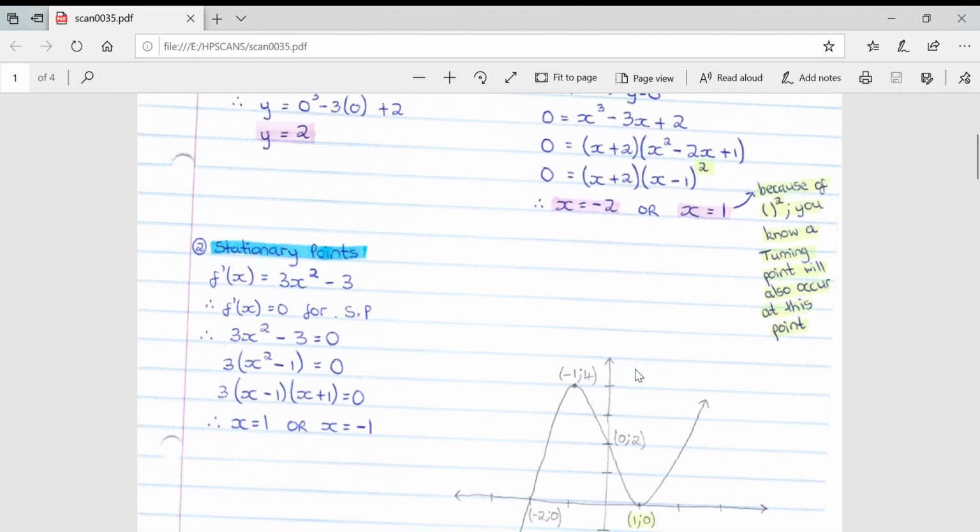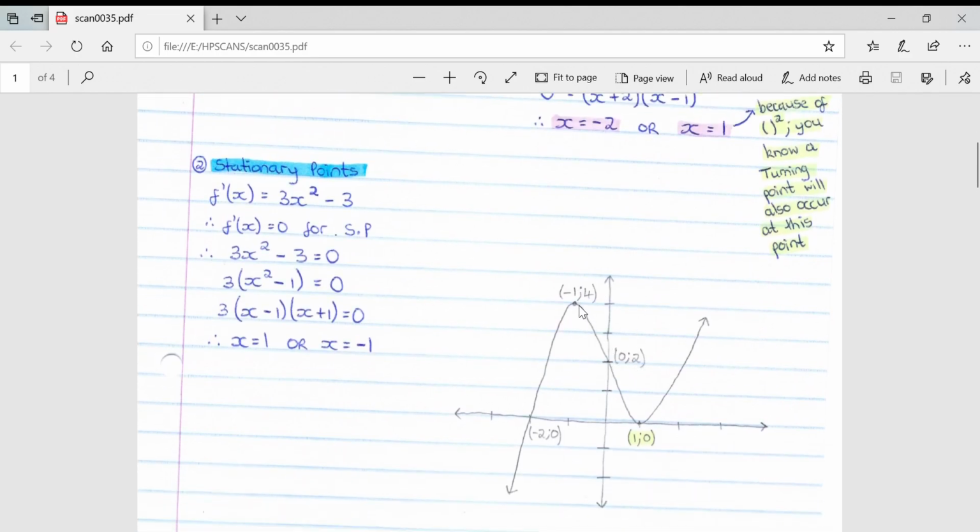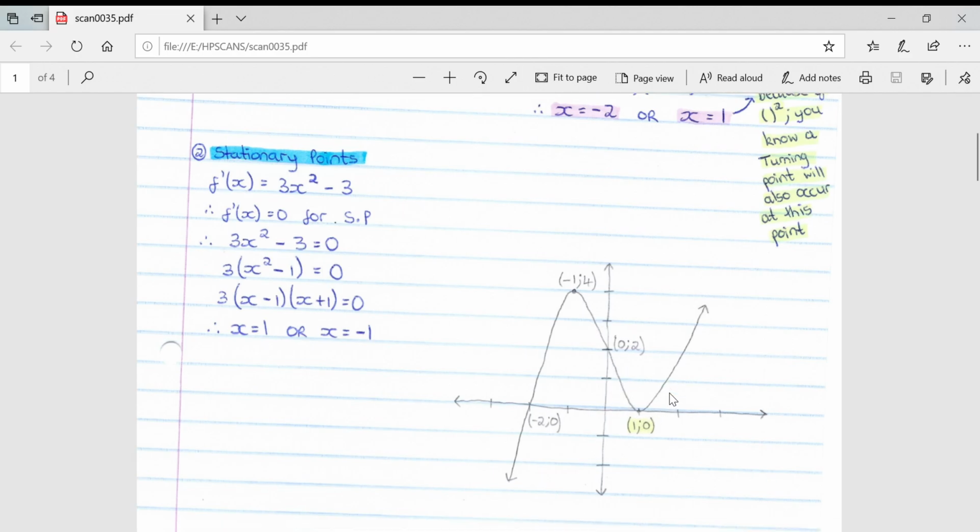Then what I like to do is draw in dots where you have found points, and then you simply connect the dots, obviously knowing that you have a turning point at x equals minus 1 and a turning point at x equals positive 1.